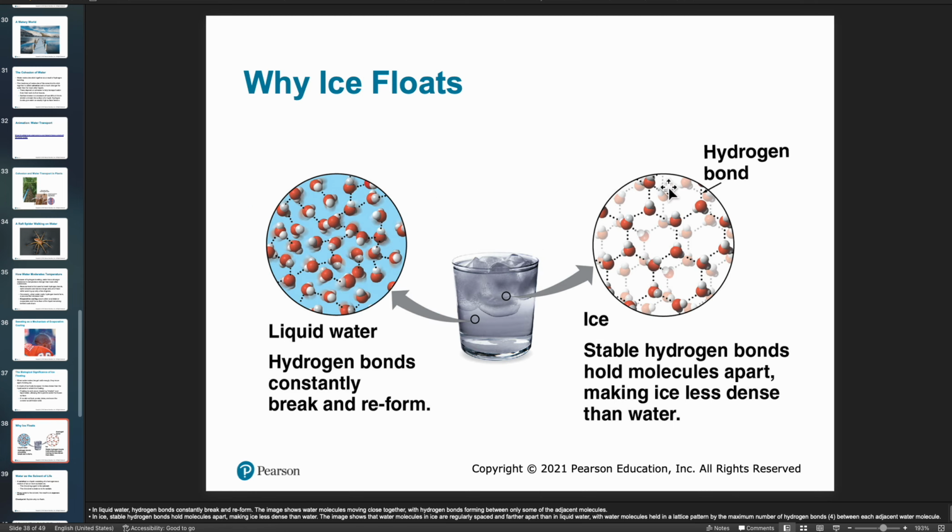So you can see ice has a more lattice structure. That's what they call this, a lattice structure. And they take on a certain form for the hydrogen bondings. And therefore ice is going to be less dense and then it's going to float.